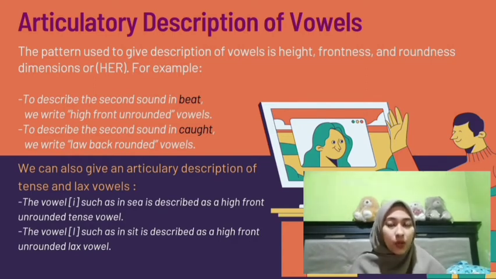And then we can also give an articulatory description of tense and lax vowels. The vowel I for E, such as in see, is described as a high front unrounded tense vowel, and the vowel I for I, such as in sit, is described as a high front unrounded lax vowel.